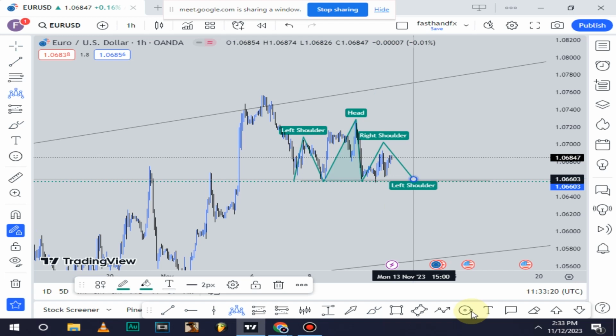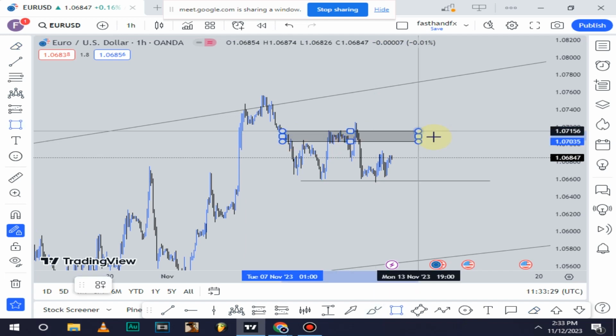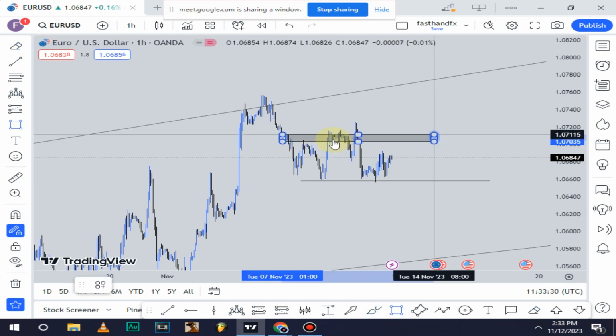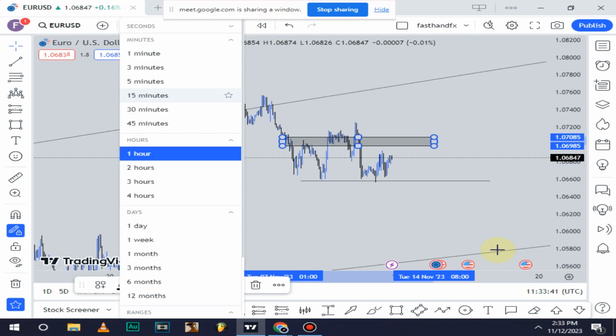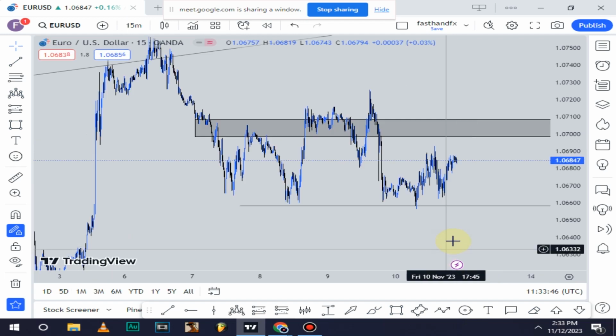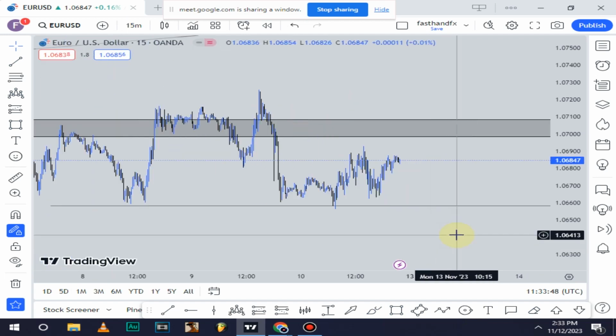All right, let me see. If I try cutting the head, this is it. The head, this is it. So let's see, 15. The market is choppy though. It's choppy.